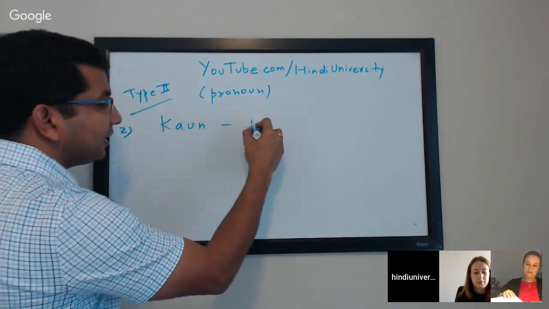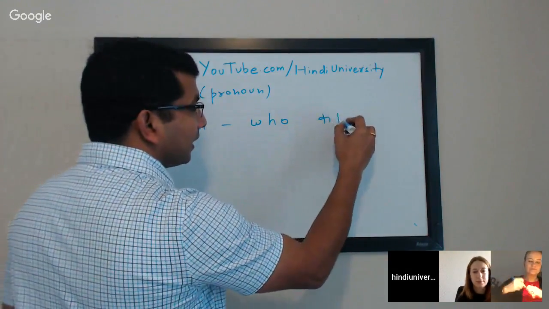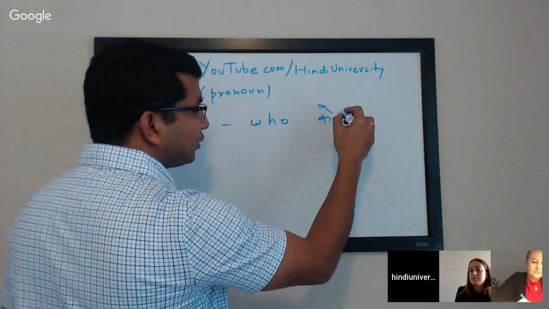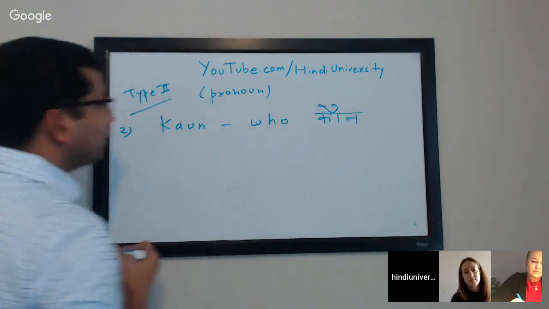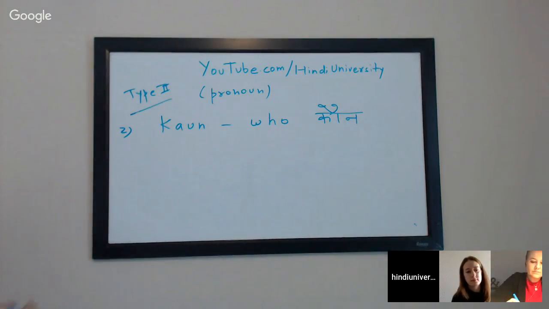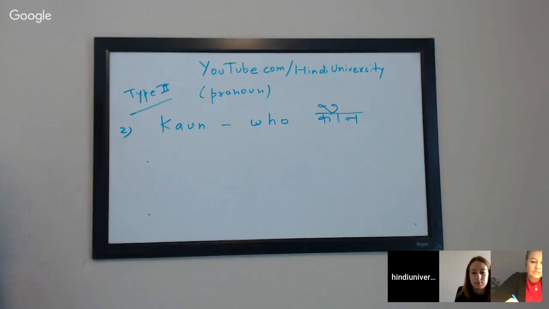As you know, kaun is basically "who." The way you write it is ka with o and then na. Okay, so let me do it this way. Why don't you write both sentences, without the duplication and with duplication.